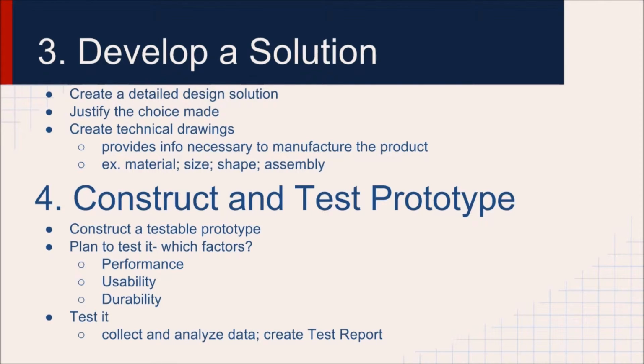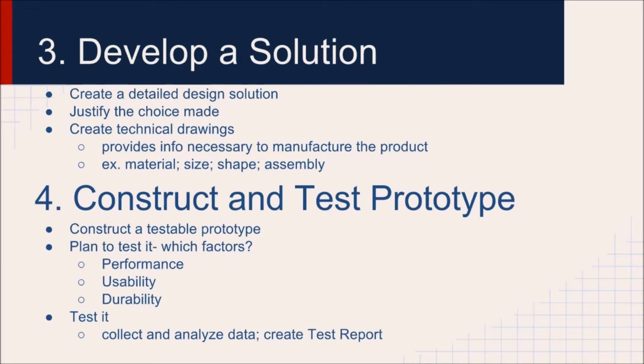Step 3 is to develop a solution. You have to create a detailed design solution, and you must justify why it's like this. You also have to document it, which includes technical drawings. These must provide the info necessary to manufacture the product, such as material, size, shape, and assembly.